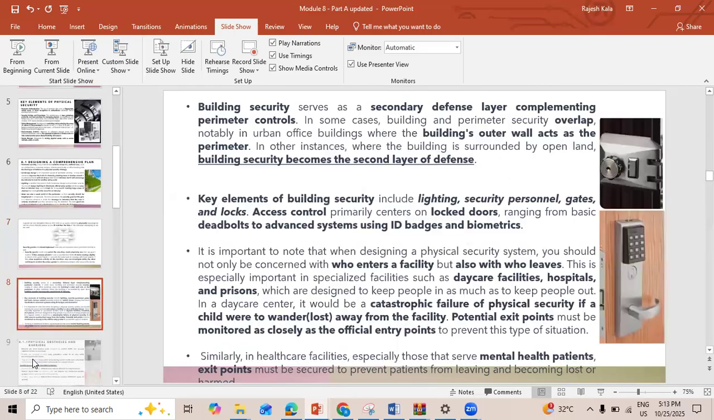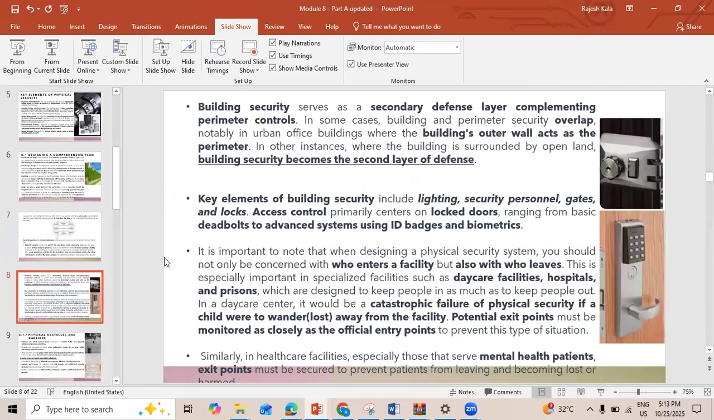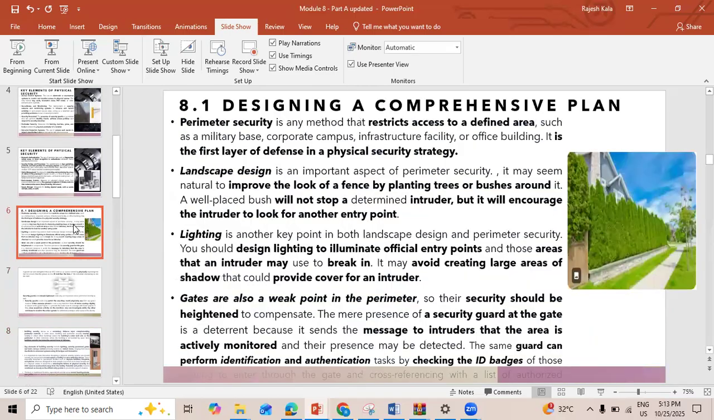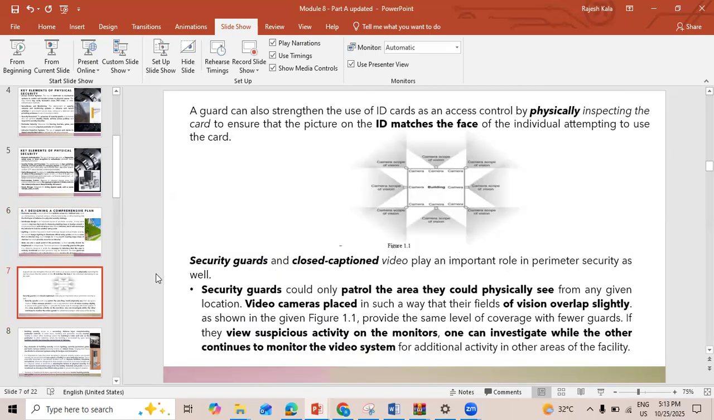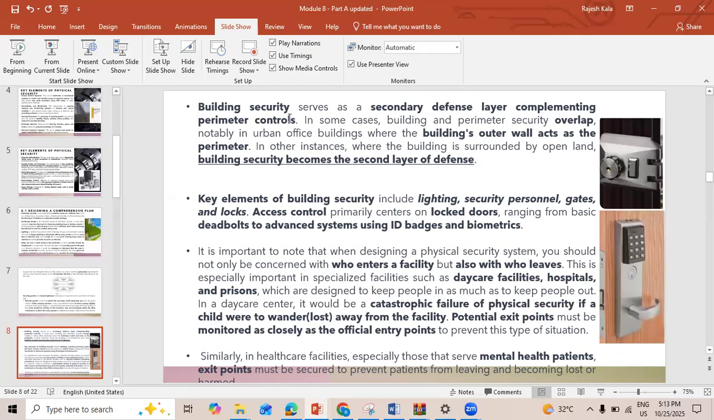Then next is building security. Giving security for a building also is a big issue. That's a secondary defense layer. The first layer of defense is physical security: landscape design, lighting, gates, and gate security guard and closed caption video. The other one is building security, the second defense layer for implementing perimeter control. We have to secure the whole building.